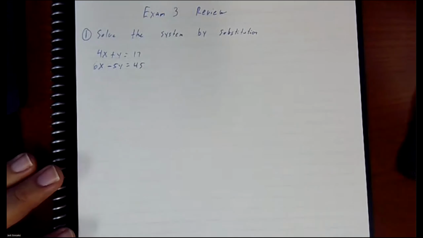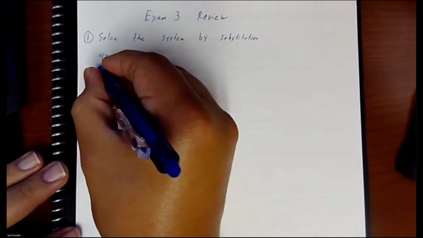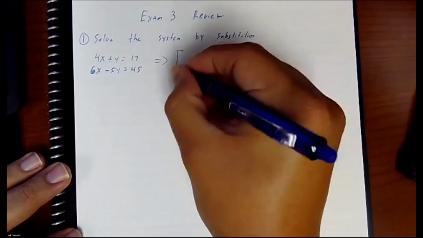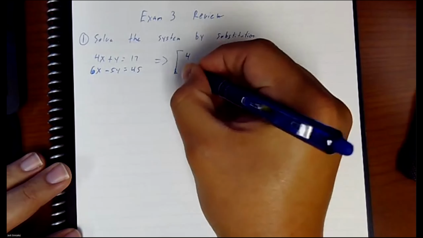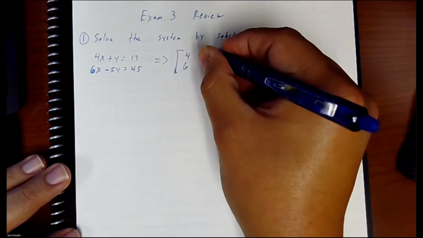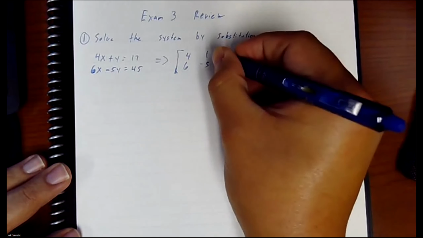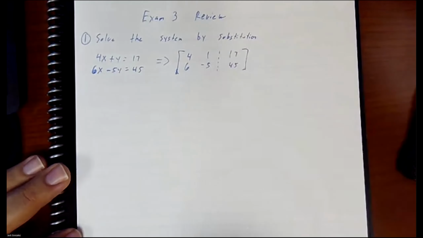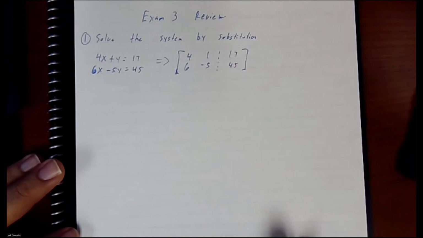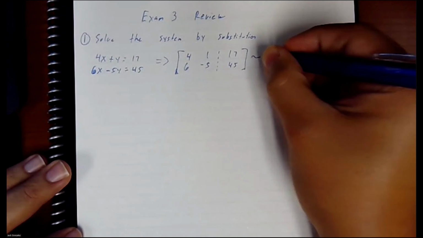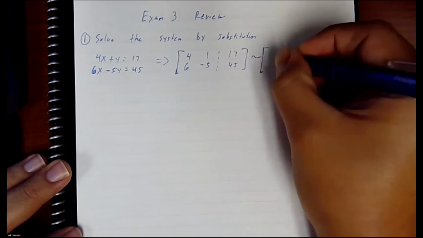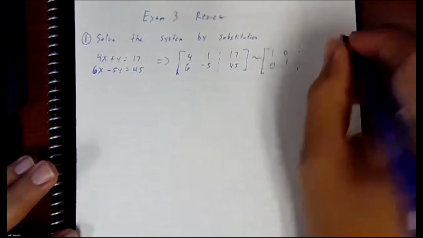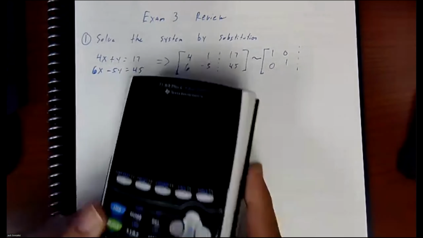Okay. So first step, change it into a matrix. Columns for the x, columns for the y. Once it's in here, you just do your function. So the calculator will put it into row reduced echelon form, which means 1, 0, 0, 1, with the answers over here. So let's see what those answers are.